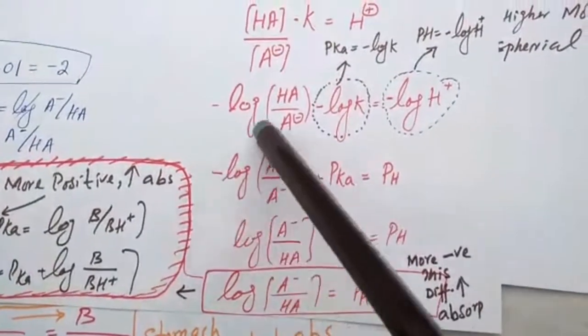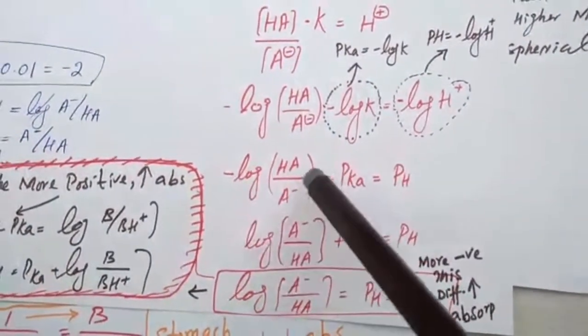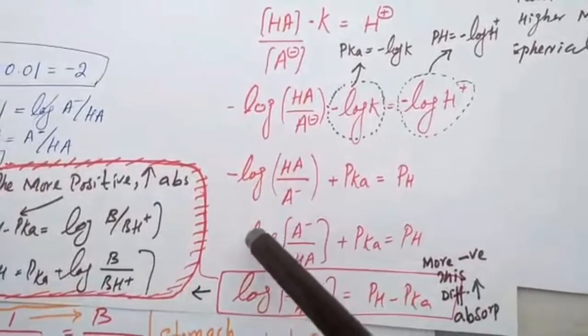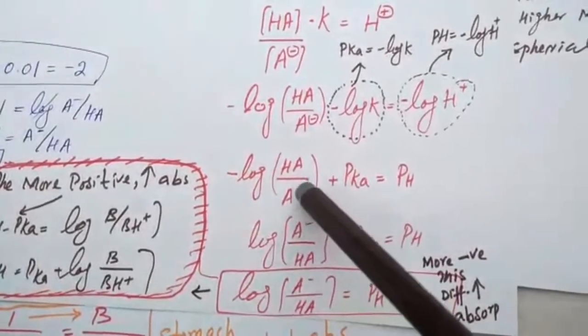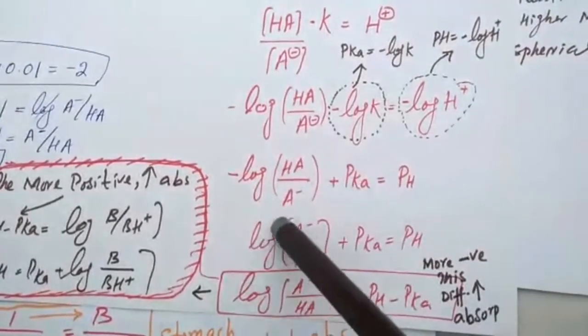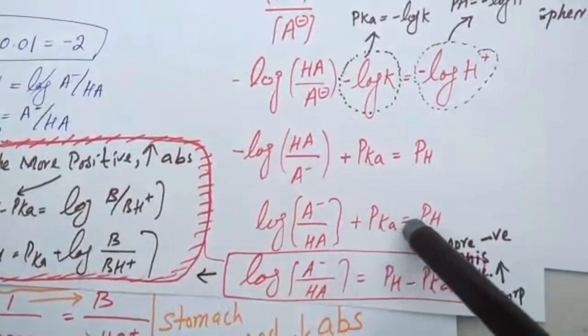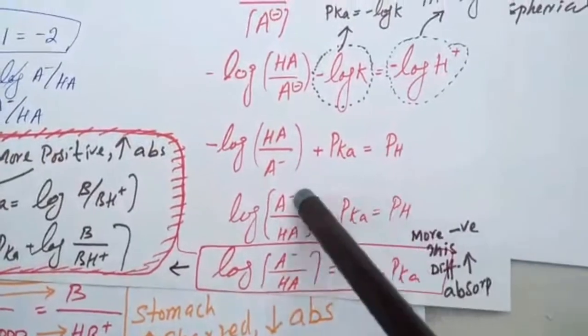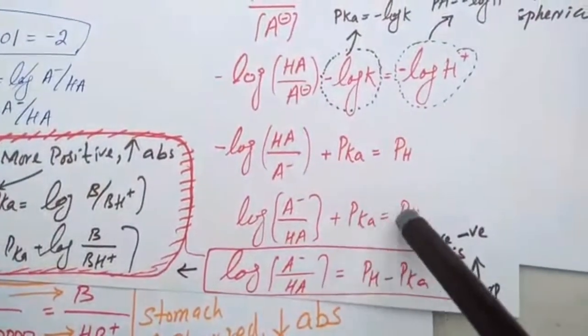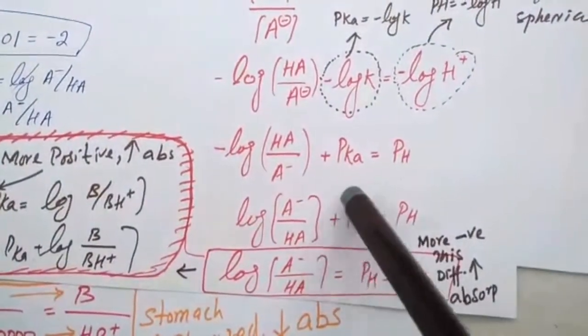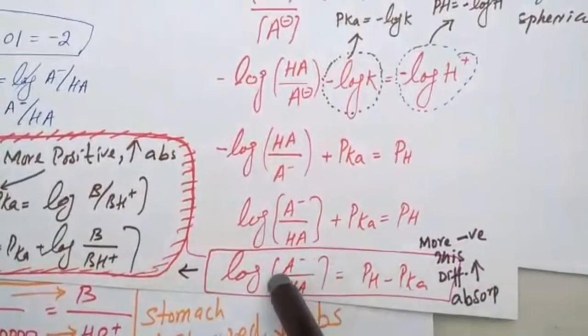Now to convert this minus log into a positive log, just invert it. So this is the positive log, A minus goes up and HA goes down. So pH is equal to pKa plus log of A minus divided by HA. We can write this equation as pH minus pKa, if we bring it to this side of the equation, is equal to this one.